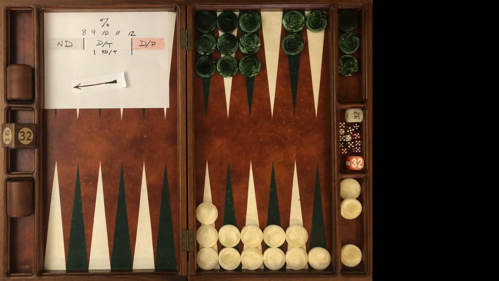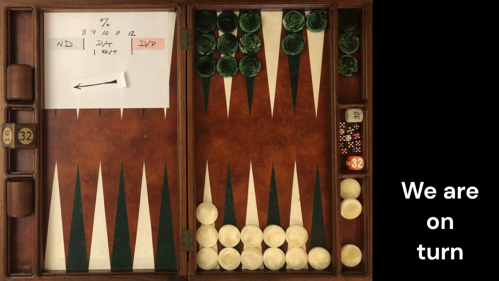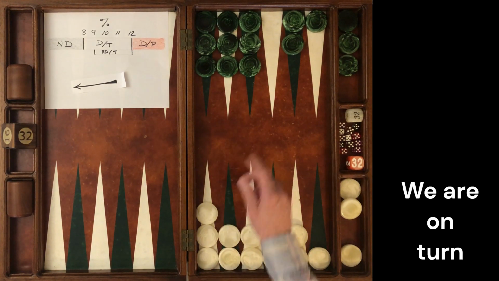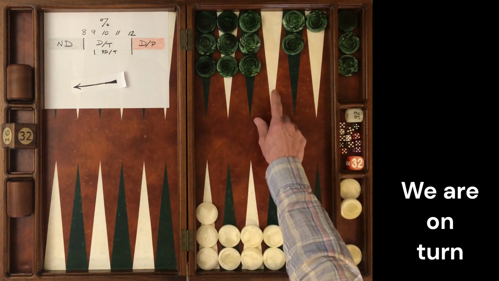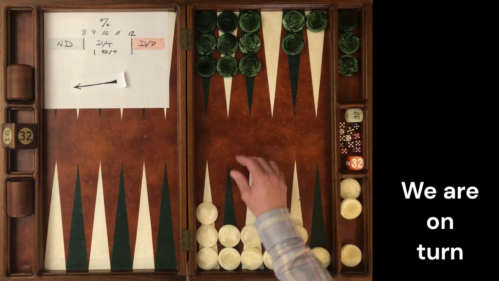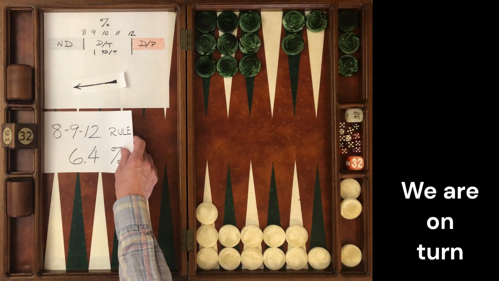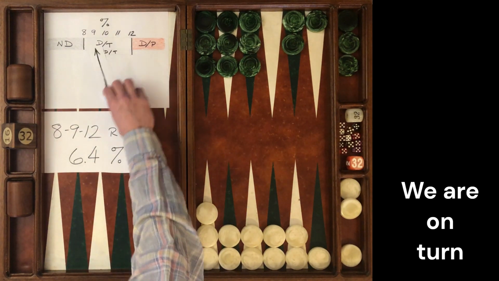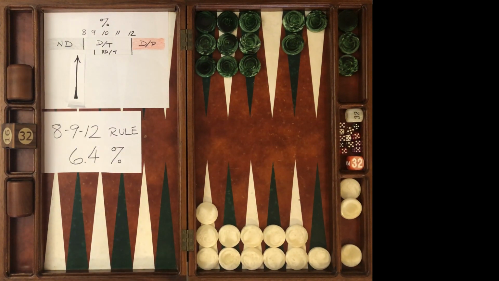Position number 8, we are on roll, thinking about cubing our opponent. Our distribution is perfect. Our opponent's distribution is not bad. Gap here, but the gaps are low. Distribution is right where it should be. 8-9-12 rule has us at 6.4%.